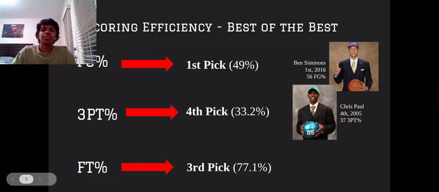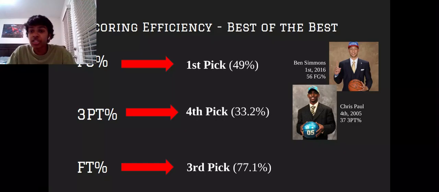An example of this is Chris Paul. There he is. So Chris Paul was picked fourth overall in the 2005 NBA draft, and his career 3-point percentage is 37%. When it comes to free throw percentage, the best pick is the third pick, and on average, the third pick shoots 77.1% from the free throw line.